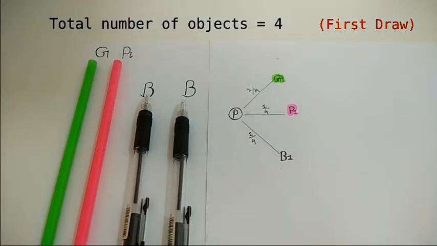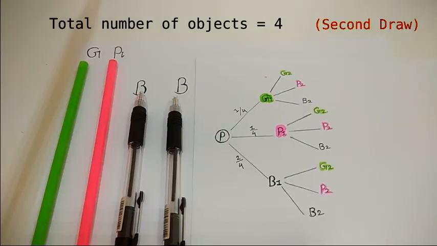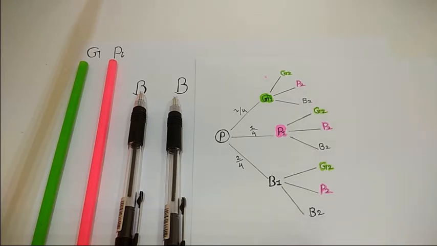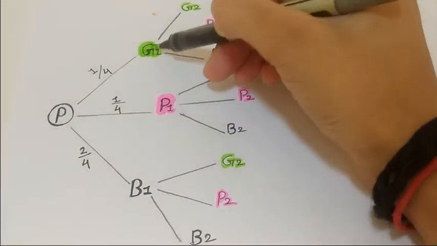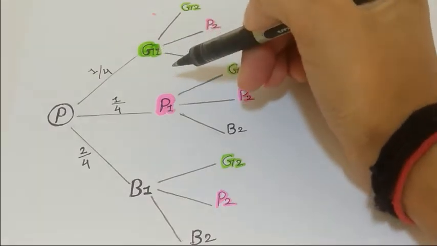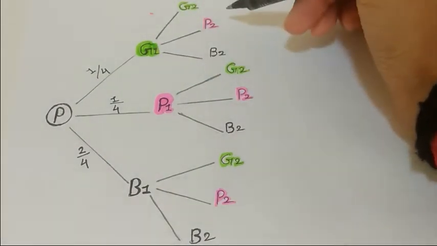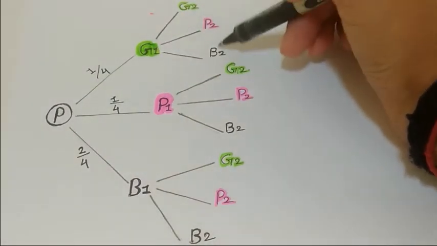Now we will draw the diagram further for the second row. This is the further diagram I have. So how did it come? Now if I got green in the first row, what will be the probability that I'll get green or pink or black in the second row?